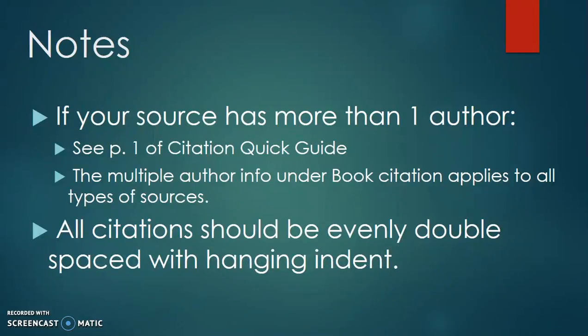A couple of notes. If your source has more than one author of any kind, see page 1 of your Citation Quick Guide. The multiple author info that's under the regular book citation applies to any type of source. The other thing you should know is that all citations should be evenly double-spaced and use a hanging indent. That is something that you've always been doing, nothing new, but just a reminder. In the practice exercises in the citation guide, I don't always do that for the sake of space, just like in this PowerPoint. But in your citations, you should always double-space them and use a hanging indent.